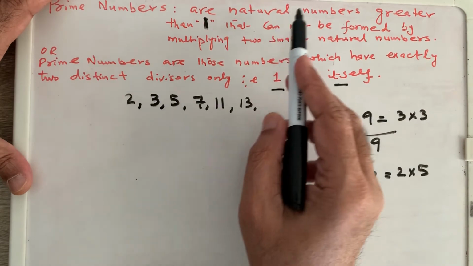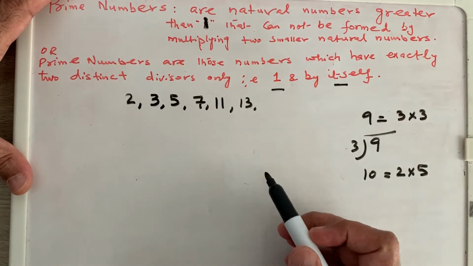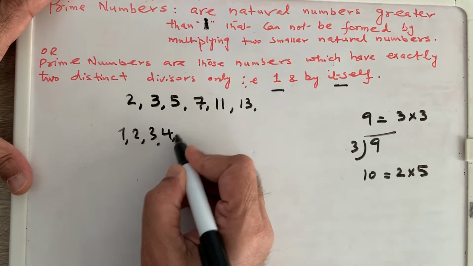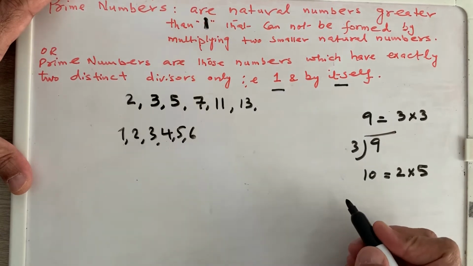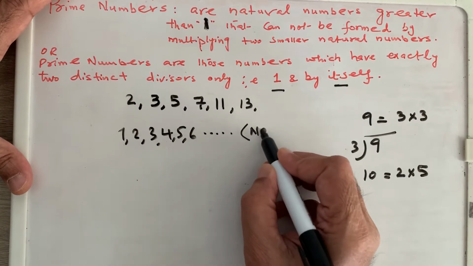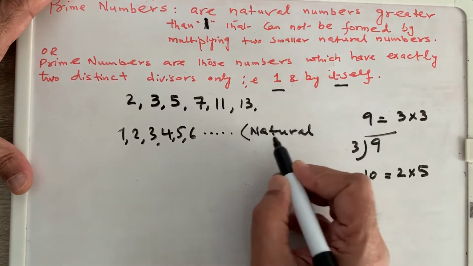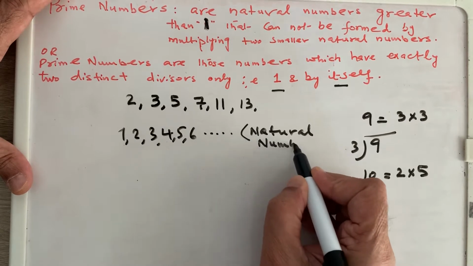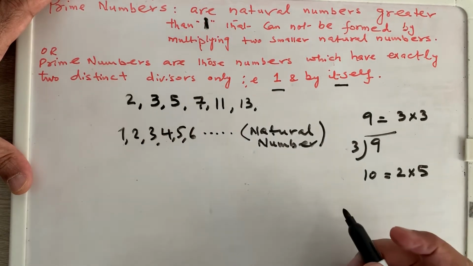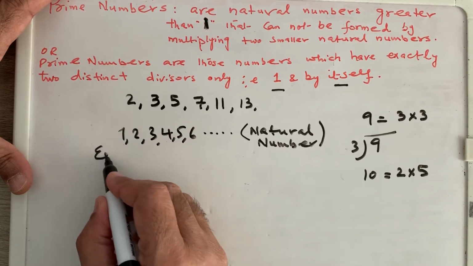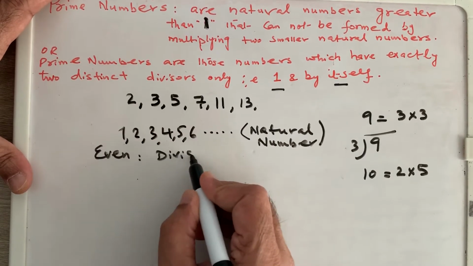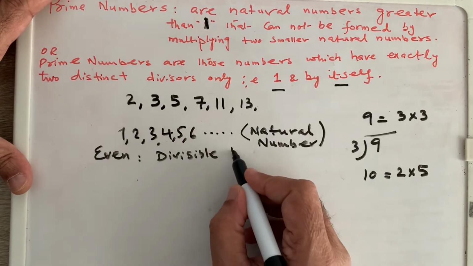So what is a natural number? Natural numbers are all those numbers which start from 1, 2, 3, 4, 5, 6, and go up to infinity. They're called natural numbers, right? So I write it here for you, natural number. In natural numbers, we have two kinds, the even numbers and the odd numbers. Even numbers are those numbers which are divisible by 2, right? So this we have done before.